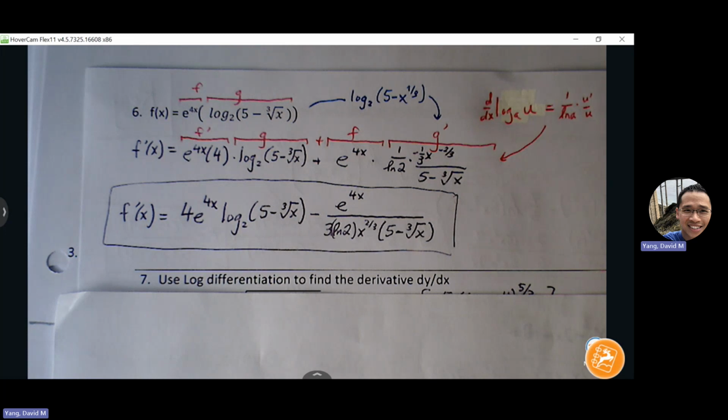Number 7 is asking to use log differentiation, so start off with natural log of both sides, and you can expand all that mess on the right side to make it easier for your derivative steps.